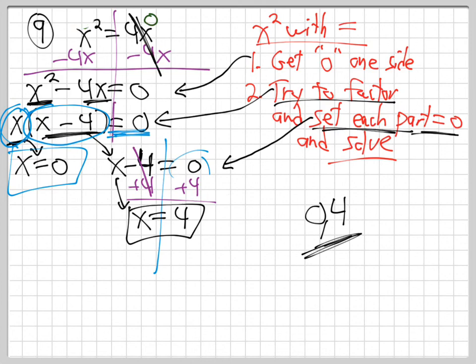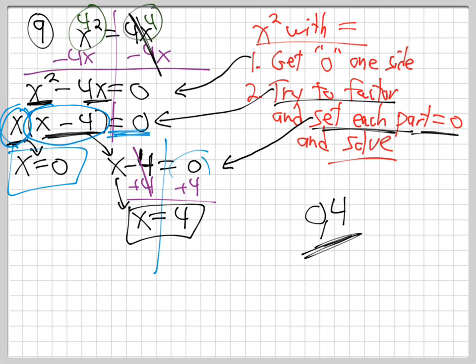Well, does 4 work also? If I put 4 here for x, 4 squared, what's that? 16. And what's 4 times 4? 16. Yeah, that makes it equal also.